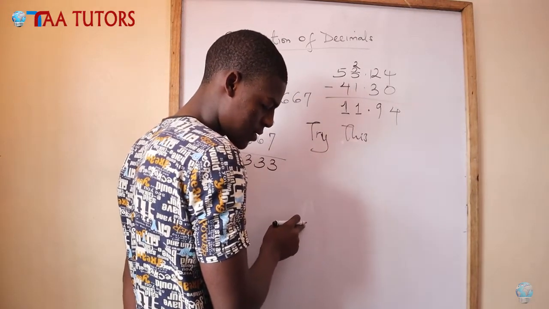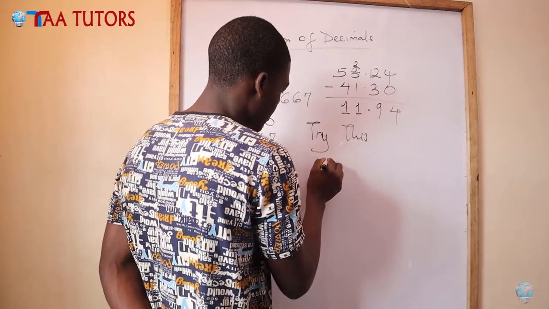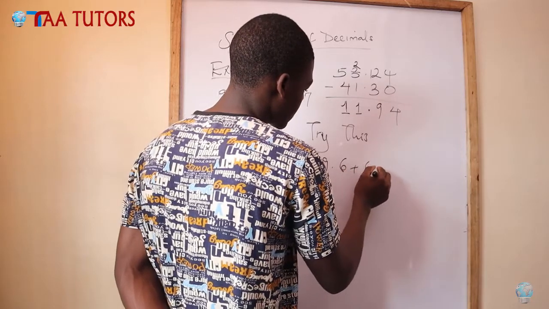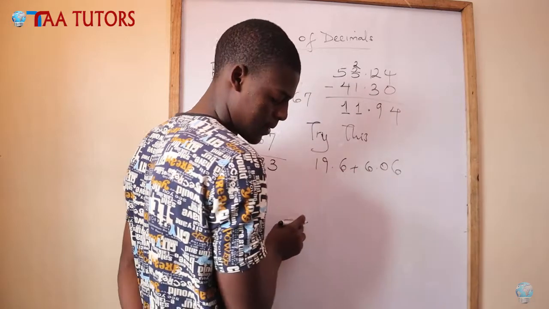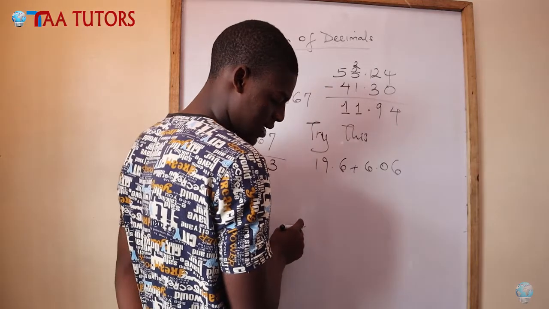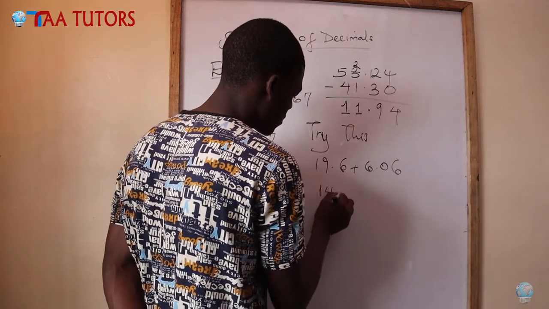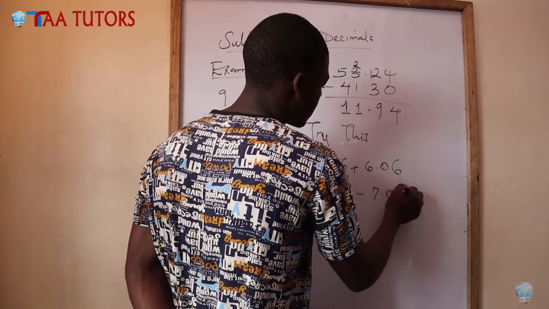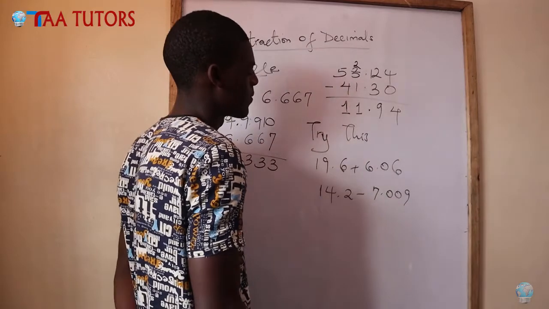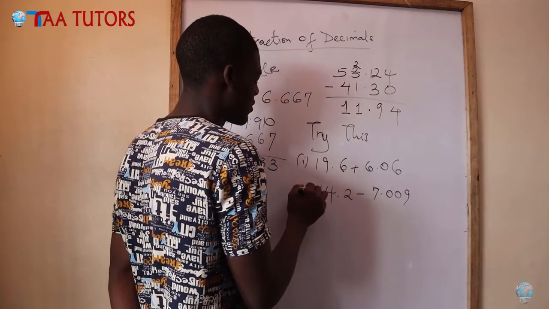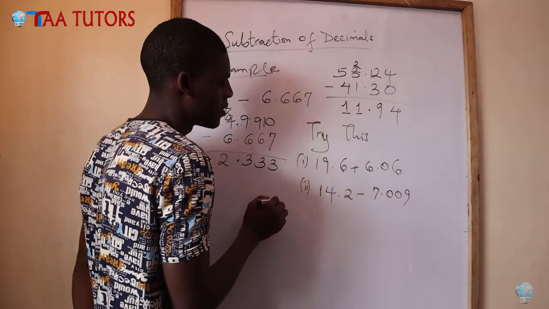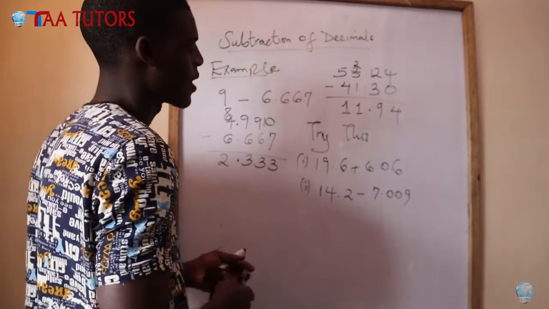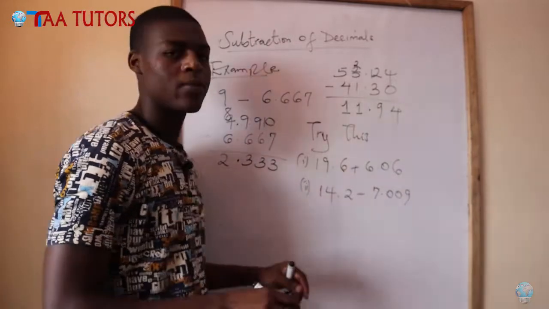You can try this. We have 19.6 plus 6.06. Then we have 14.2 minus 7.009. We will try the 2 for now, and maybe from other external sources like revision books, or if you have a textbook at home, you can also try to do some from them.